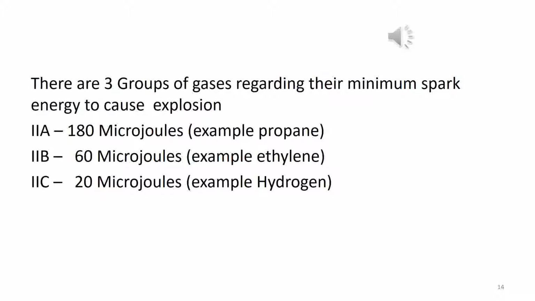There are three groups of gases regarding their minimum spark energy to cause explosion. 2A, 180 microjoules, example propane. 2B, 60 microjoules, example ethylene. 2C, 20 microjoules, example hydrogen.